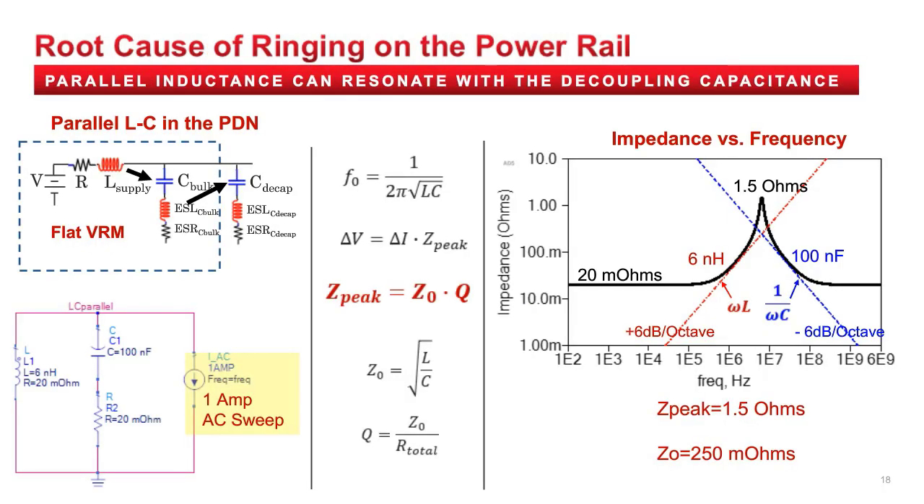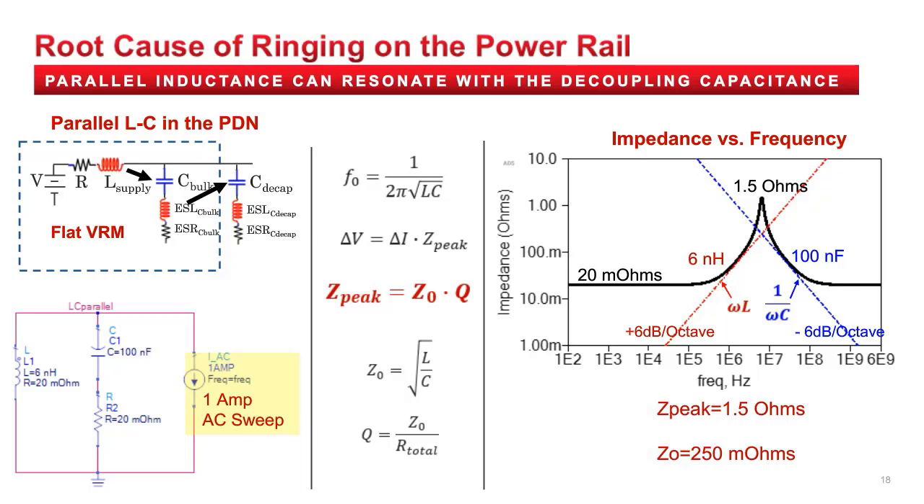The root cause of this parallel LC ringing on the power rail can be found by looking at this simple schematic here in the upper left. A simple series RL model of the VRM shows how the active inductance of the voltage regulator module is in parallel with the bulk capacitors. The bulk capacitor also has internal series package inductance that is in parallel with the smaller decoupling capacitors.